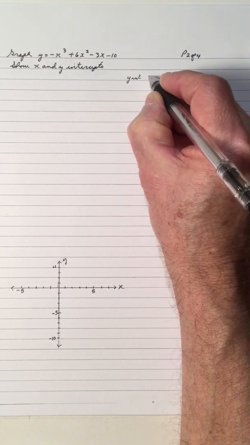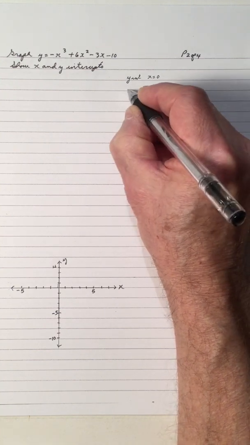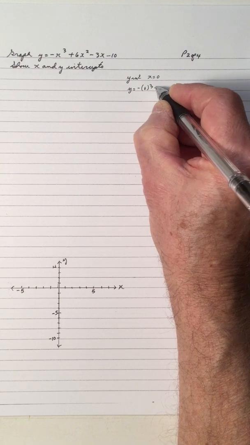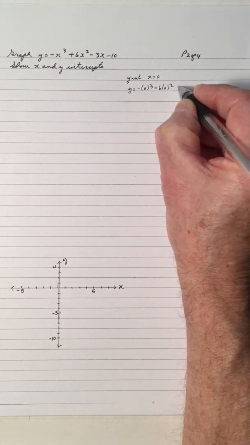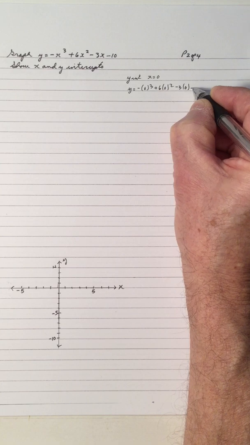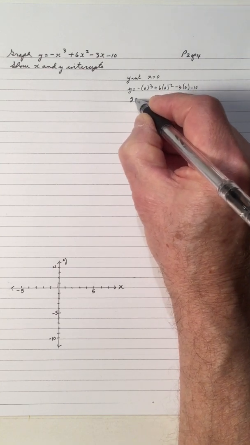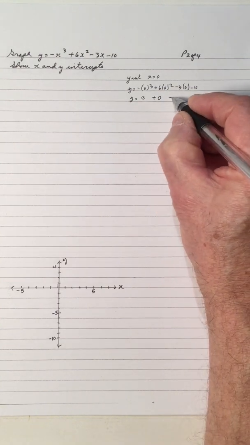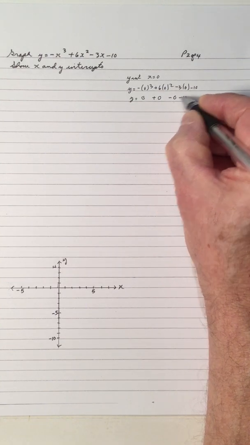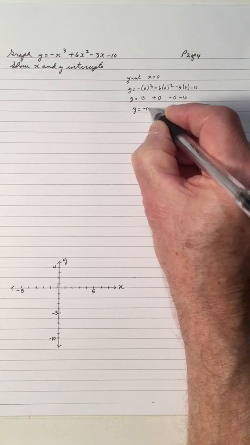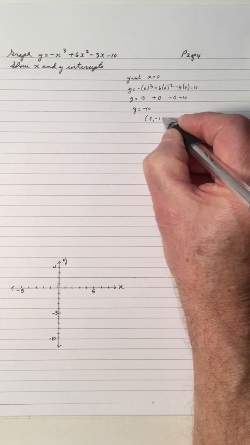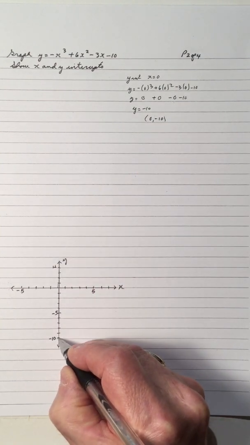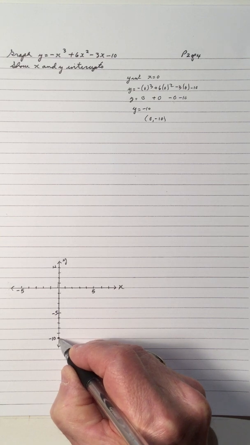The y-intercept is when you let x equal 0. So y equals negative 0 cubed plus 6 times 0 squared minus 3 times 0 minus 10. That's a 0, that's a 0, and that's a 0, and that's a minus 10. So when x is 0, y is negative 10, so the y-intercept is right there.